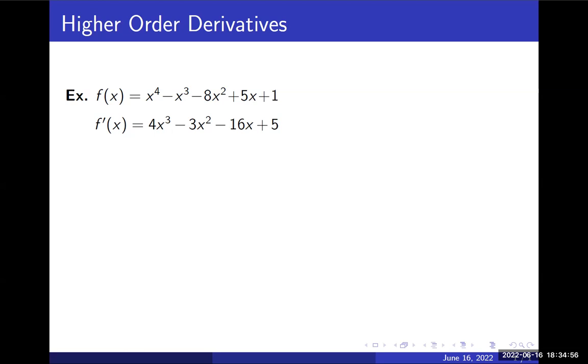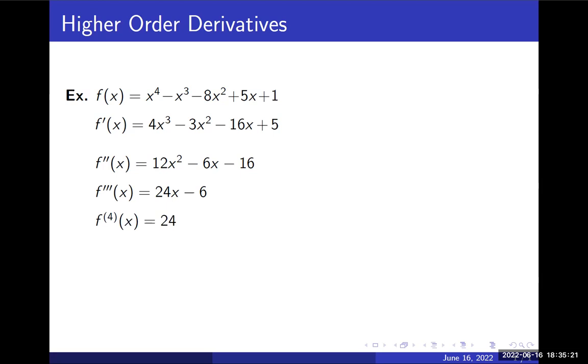We could take another derivative here, which we would call f double prime of x. And that would be 12x squared minus 6x minus 16. Hey, why stop there? Let's do it again. F triple prime of x, 24x minus 6. Let's do it another time.